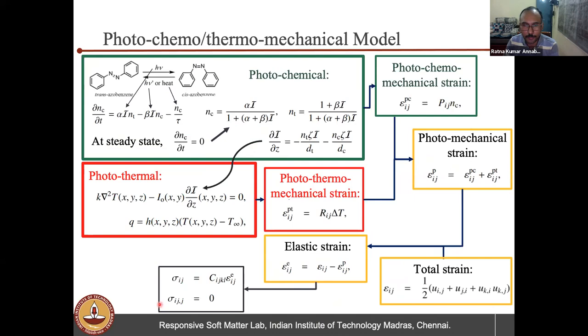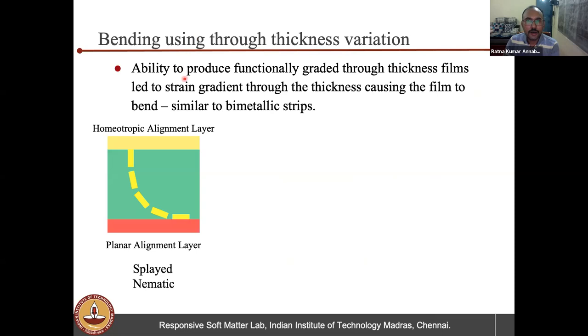First we will look at the bending experiment that I showed in the very beginning, wherein a film subjected to light bends when exposed to light. However, in this example, I'm going to show you a system where it is subjected to heating rather than light. What we see is that through the thickness, we can change the director orientation. Because of that, the mechanical properties themselves change.